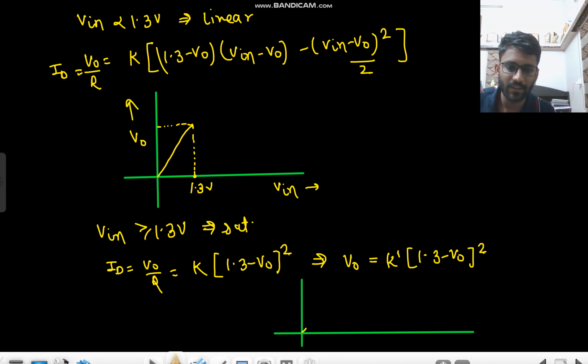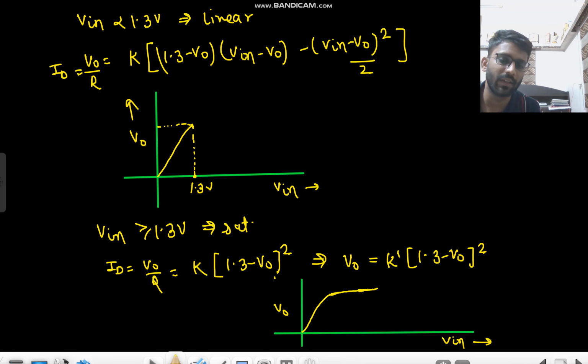First it increases, then it stabilizes because it doesn't depend on the input. With increasing input, V naught has this certain value. This is a fixed value. Okay.